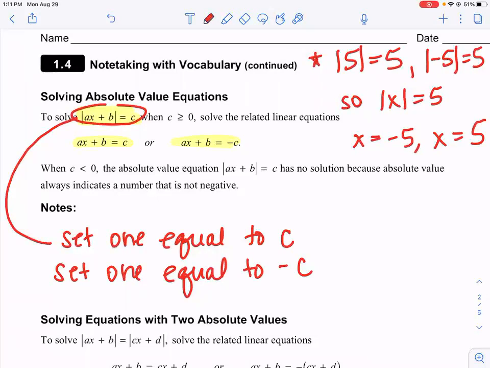For those of you who like words, we're going to take our absolute value. We're going to take the bars off. We're going to set one of the equations equal to C. And then we're going to write another equation. Absolute value bars are gone. And it's going to equal -C.